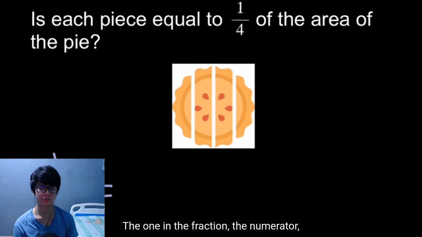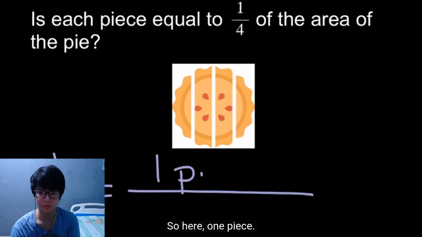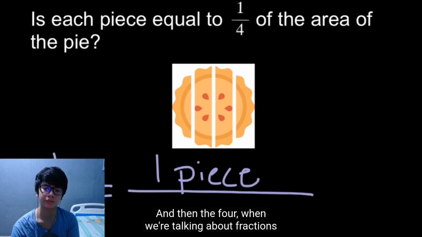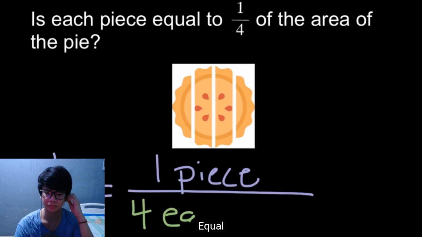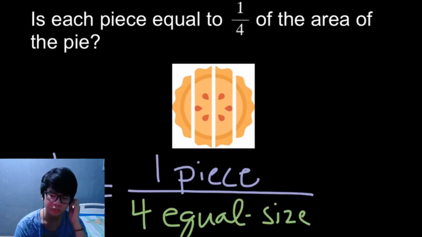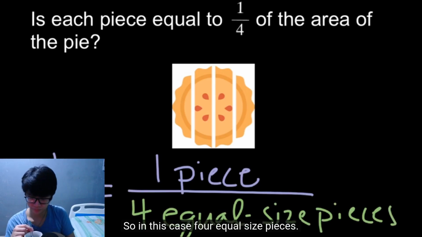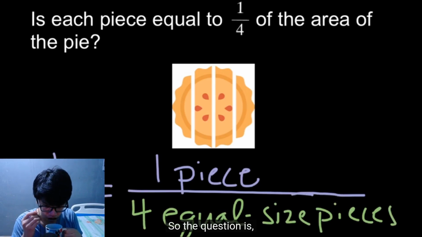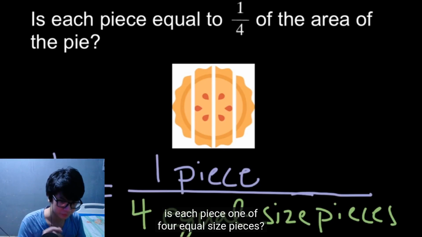The 1 in the fraction, the numerator, represents the number of pieces. So here it's 1 piece, 1 piece of pie. And then the 4, when we're talking about fractions, is always talking about the number of equal size pieces. So in this case, 4 equal size pieces. So the question is, is each piece one of 4 equal size pieces?